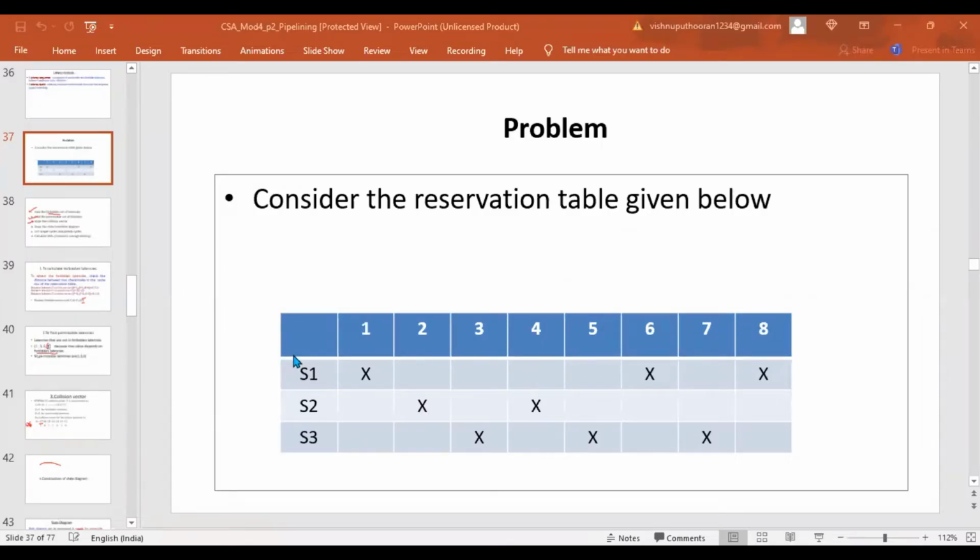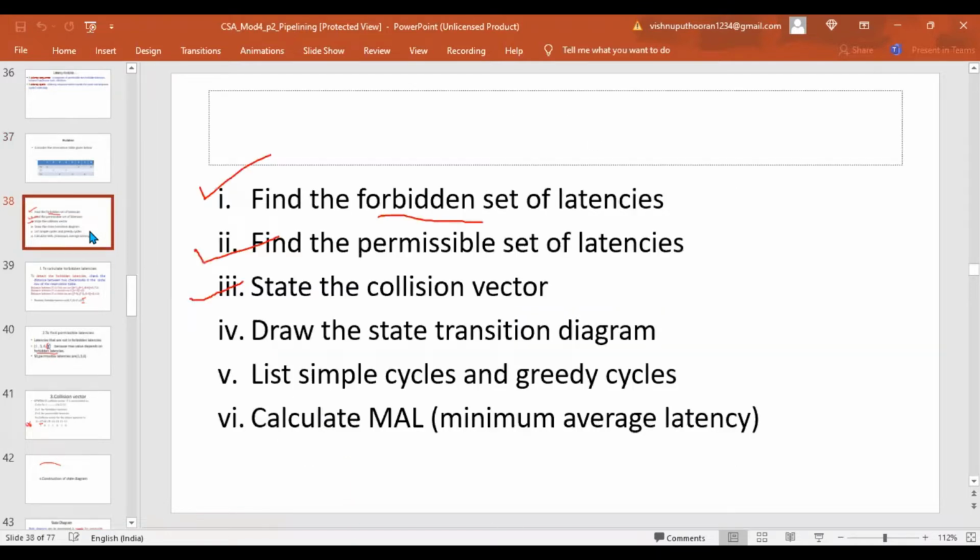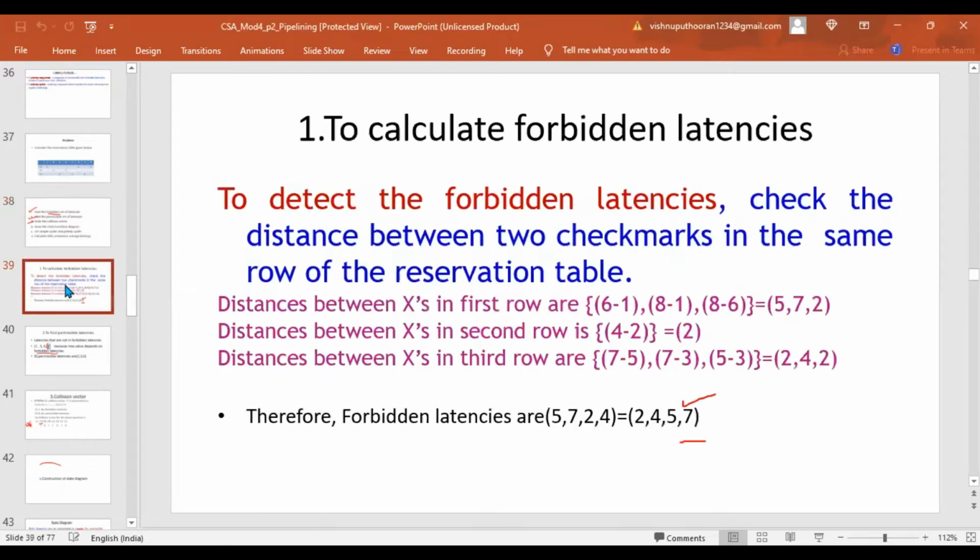The problem is to find the forbidden latency, the permissible latency, then draw the state transition diagram and so on. So we can see how we can solve these problems using the reservation table. The first problem is to find the forbidden set of latency. So let's see how we can calculate the forbidden latencies.